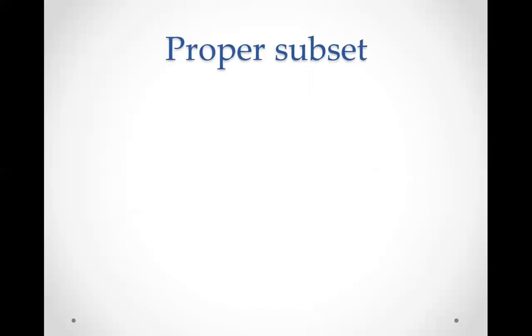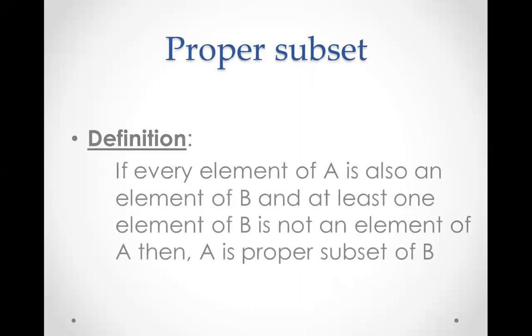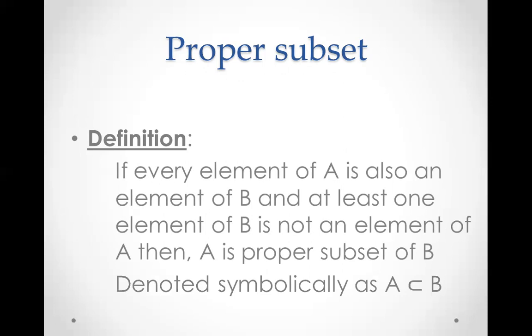Now proper subset, its definition is: if every element of A is also an element of B and at least one element of B is not an element of A, then A is a proper subset of B. Here we have discussed not only subset, we have discussed proper subset. For a proper subset, all the elements of the smaller set should be present in the other set, while there should be at least one element which is not present in the first set. It is denoted symbolically as A is a proper subset of B.